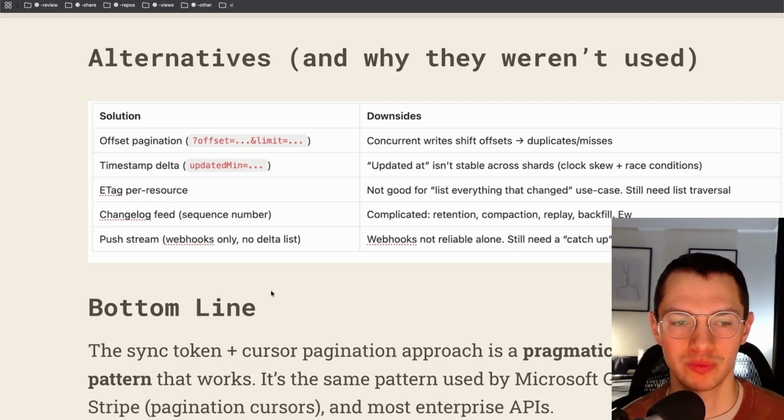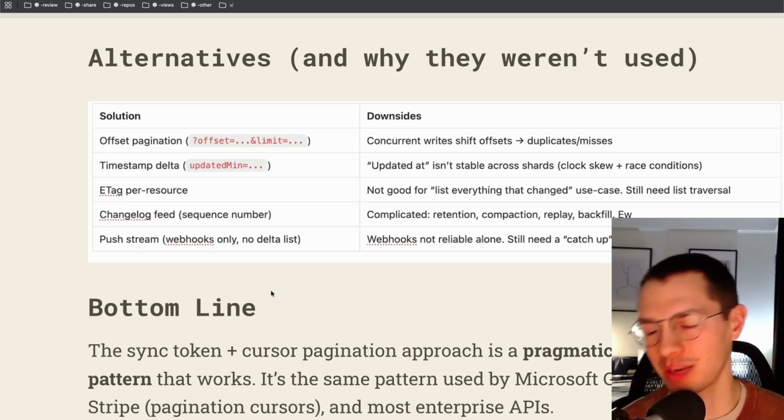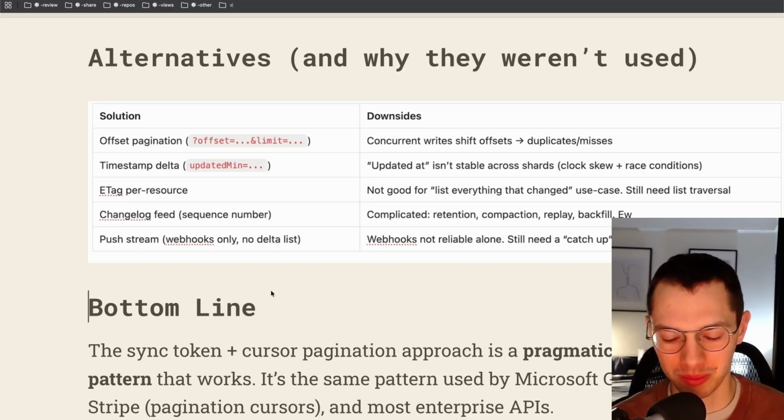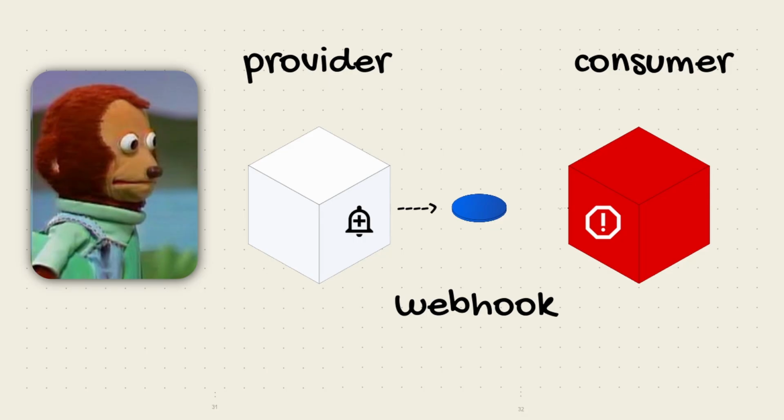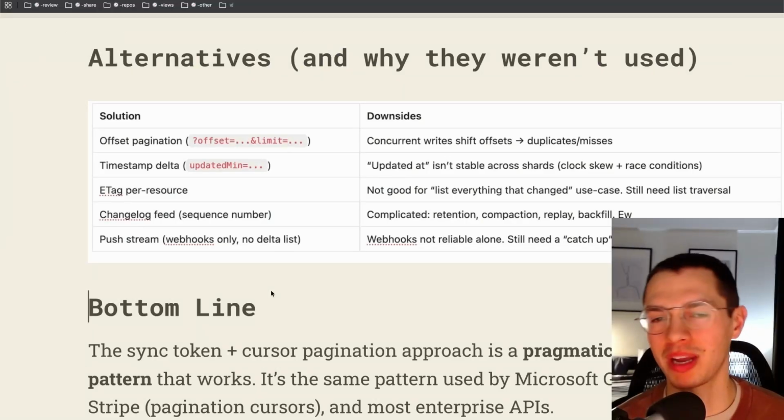What if we did a feed and used a sequence number, let the clients fetch easier? That gets really complicated. And what if we just pushed based on the webhook connection? What if the client's down and they don't respond? Then you need some way to catch up, and now we're back to the sync token.